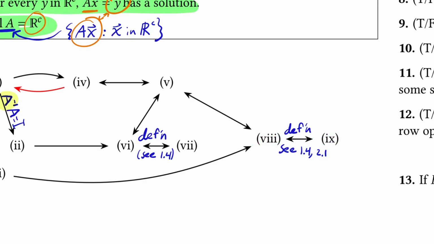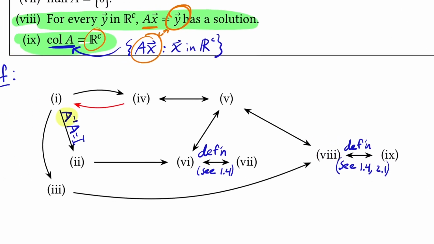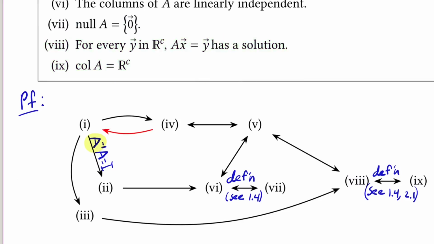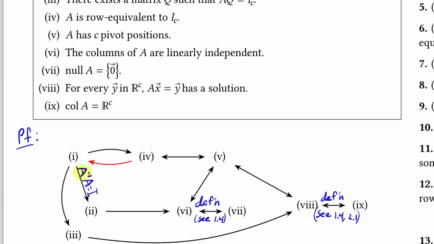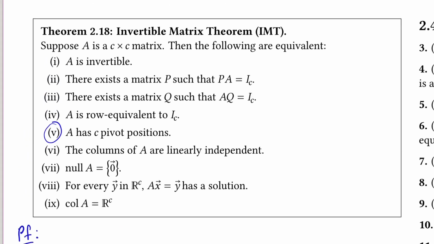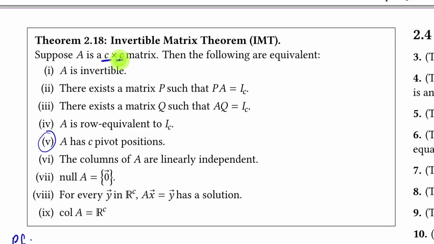So yeah, you can find information about that in sections 1.4 and 2.1. All right, let's see what else we have. Maybe we can start connecting things to 5. 5 says that A has C pivot positions, and C is the same as the number of rows and columns.